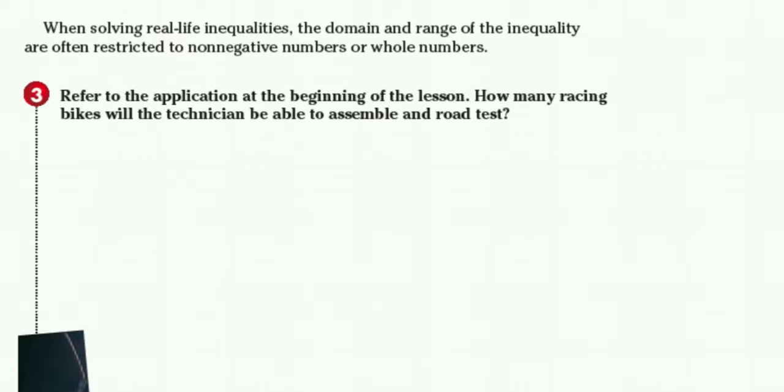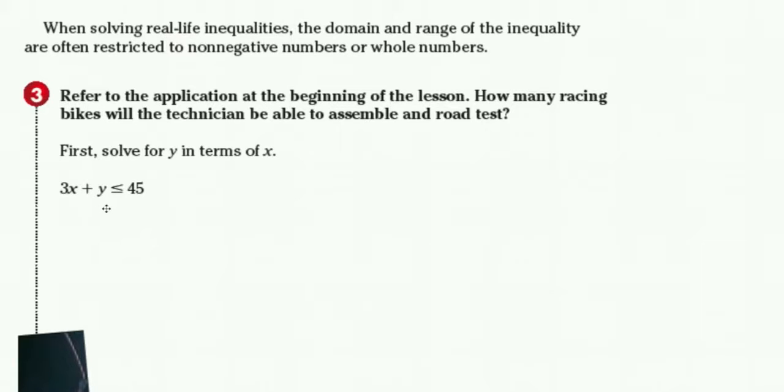Okay, so let's take a look at the last example. When solving real-life inequalities, the domain and range of the inequality are often restricted to non-negative numbers or whole numbers. Let's refer back to the application at the beginning of the lesson. How many racing bikes will the technician be able to assemble and road test? Again, we need to solve for y in terms of x. That means isolating y on one side of the inequality.